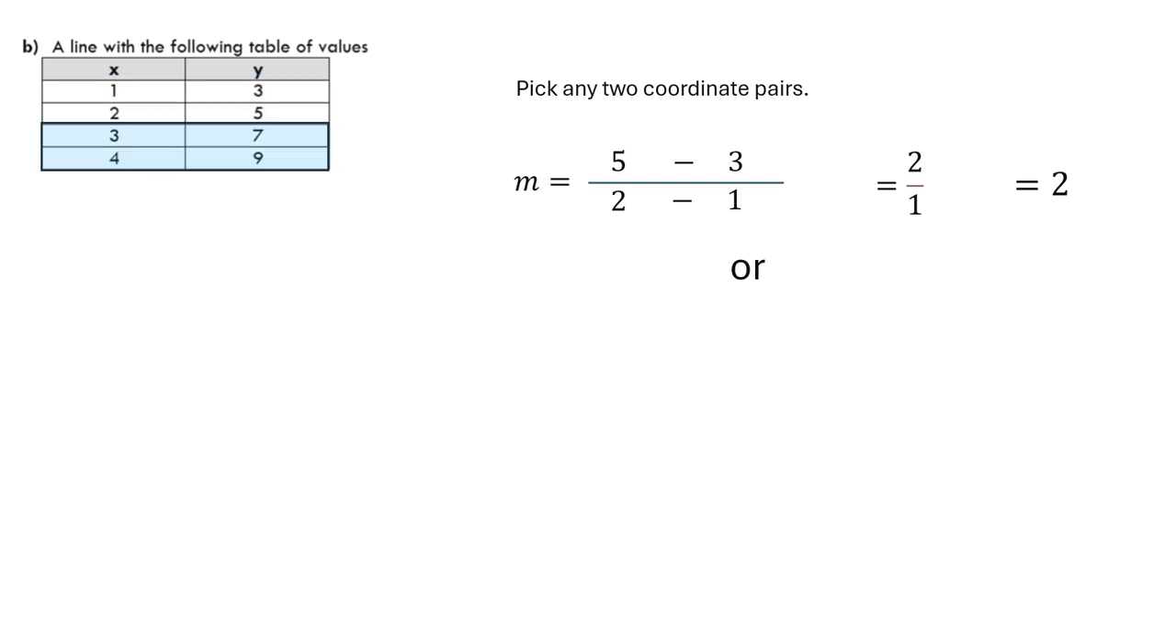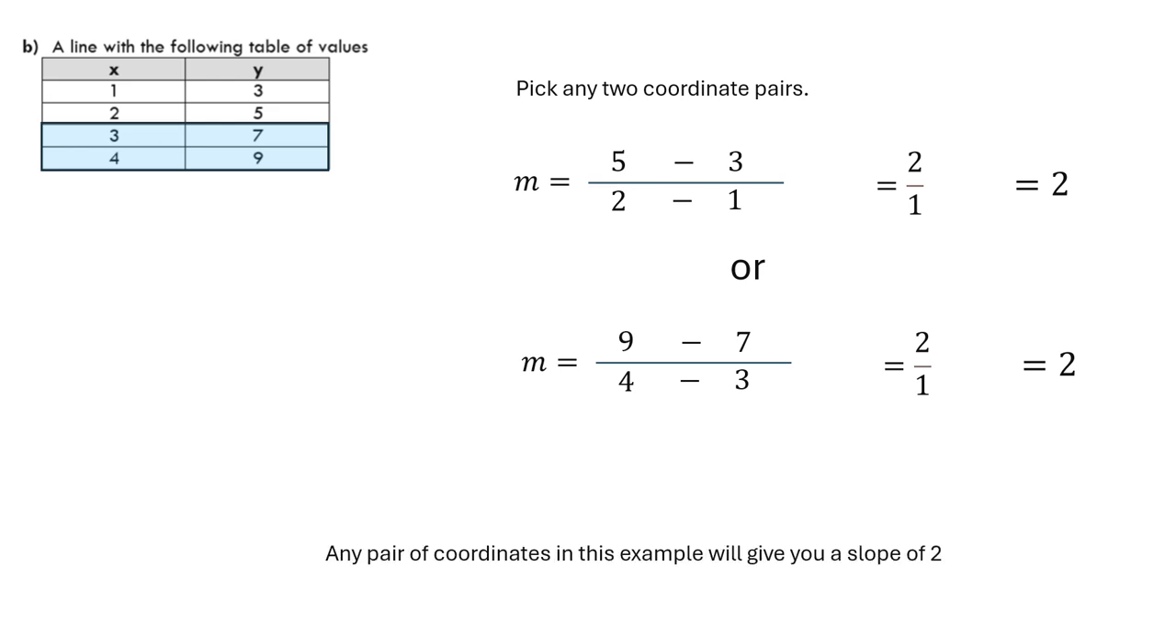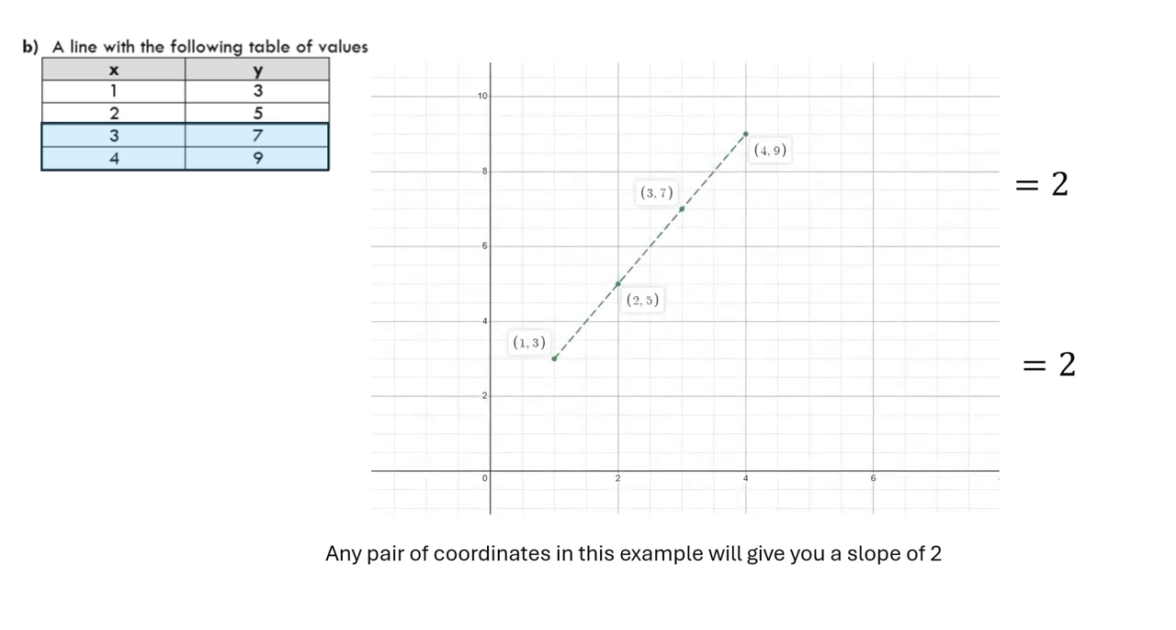Or we could use another pair of coordinates. 9 minus 7 over 4 minus 3 also gives us 2. Or we could have picked the first pair of coordinates and the third, or the second and the fourth. Any combination would have given us the same slope of 2. This is because we can take a straight line and it would pass through all 4 of these coordinates.